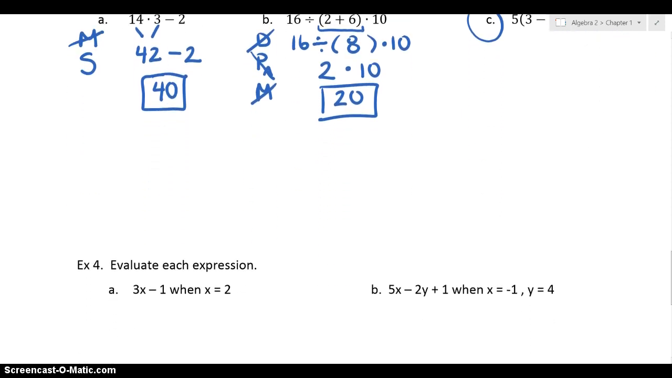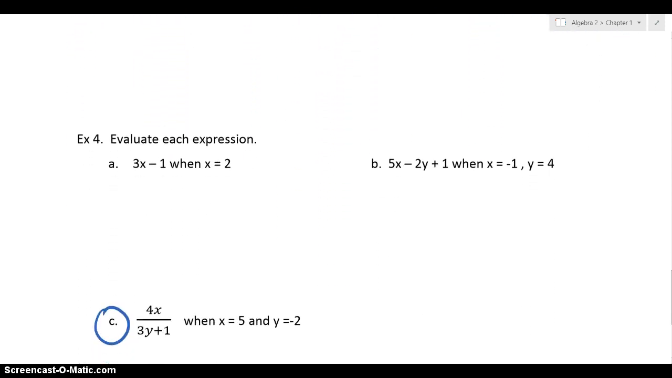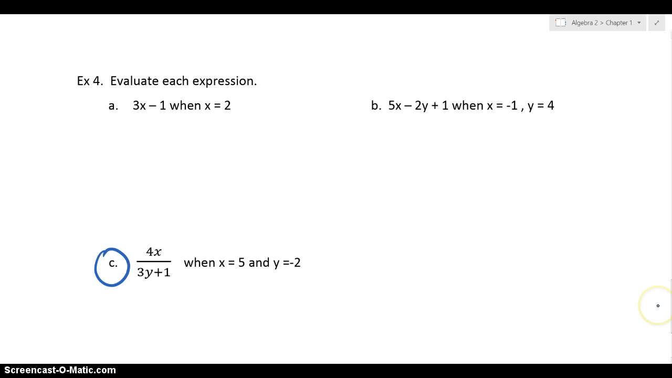Alright, last but not least, we're going to go ahead and work on example number 4, where it says evaluate each expression. And they're giving us an expression of 3x minus 1 and telling us that x is equal to 2. So that's important right there. So we have 3x minus 1 as the expression. But since they're telling us x is 2, we're going to go ahead and replace the x with 2, minus 1.